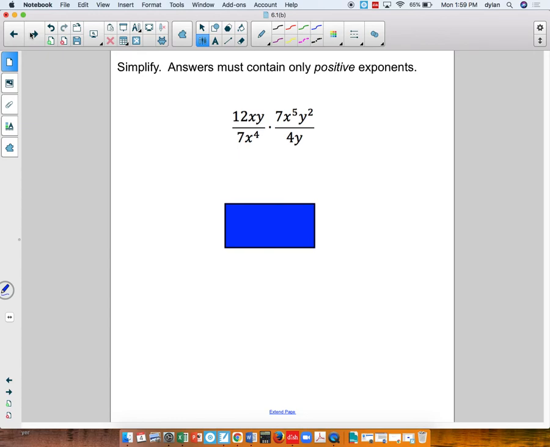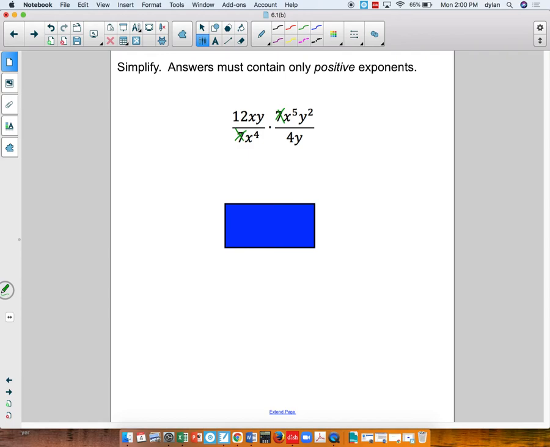So our next problem here is 12xy over 7x to the 4th times 7x to the 5th y squared over 4y. So maybe this time I'll do it the other way, just to change it up. So one thing I'm going to notice here, though, right away, is that we have a 7 in the numerator and the denominator. So I'm just going to cancel these out right away.